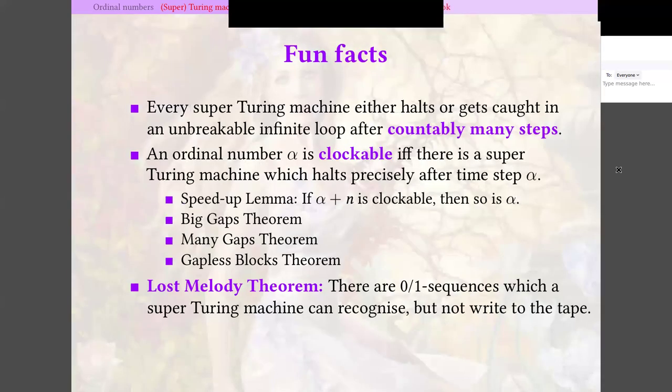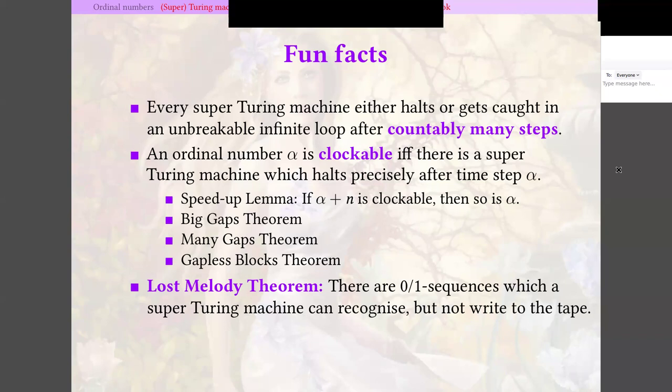Let's conclude with a couple of fun facts about super Turing machines. One is this one here. No time limit is artificially imposed on super Turing machines. They can run for as long as they wish. For indexing the computational steps, we use the full ordinal number line. We don't put an arbitrary upper limit, like it may only run for omega to the omega to the omega many steps. We say a super Turing machine can run for as long as it wants to.